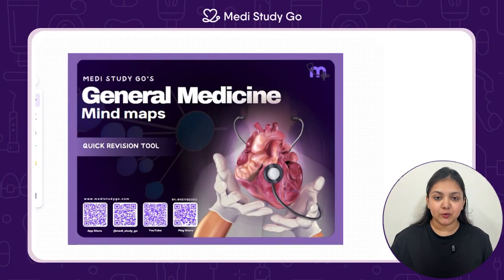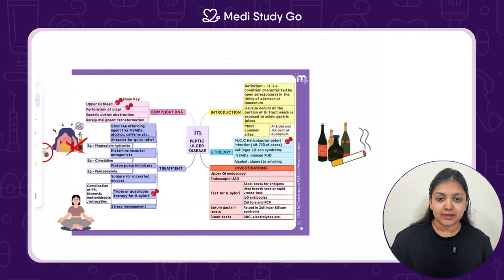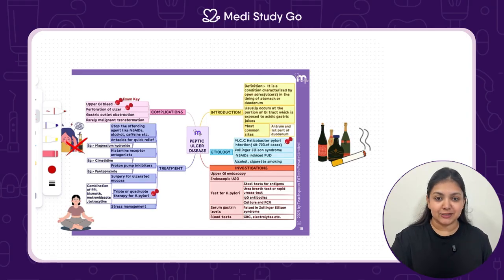So let's get started with today's topic. A topic which is based on the GI system, that is the gastrointestinal system, and is something which is a chronic disease where the patients complain of persistent acidity and they might also have ulcers. So this disease is peptic ulcer disease. Let's get into our lecture.